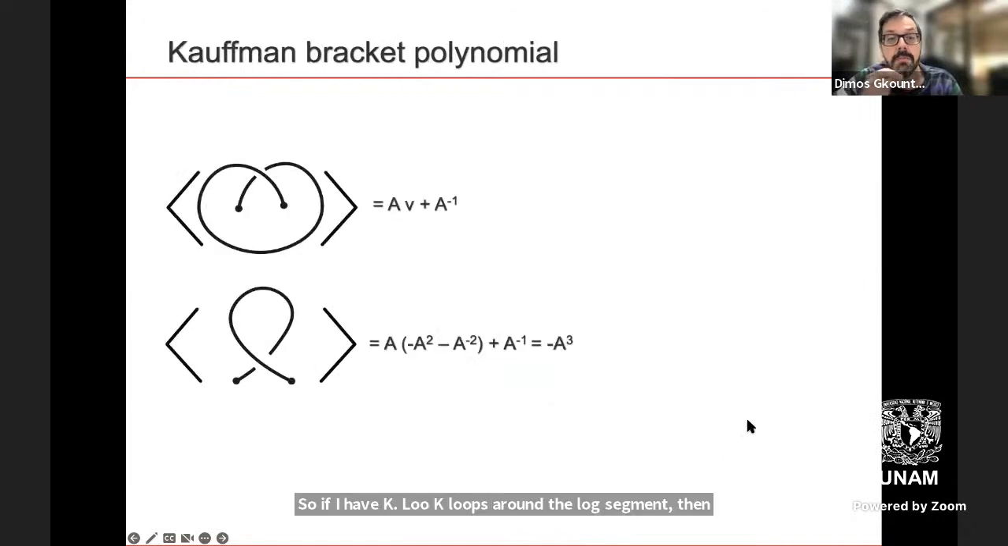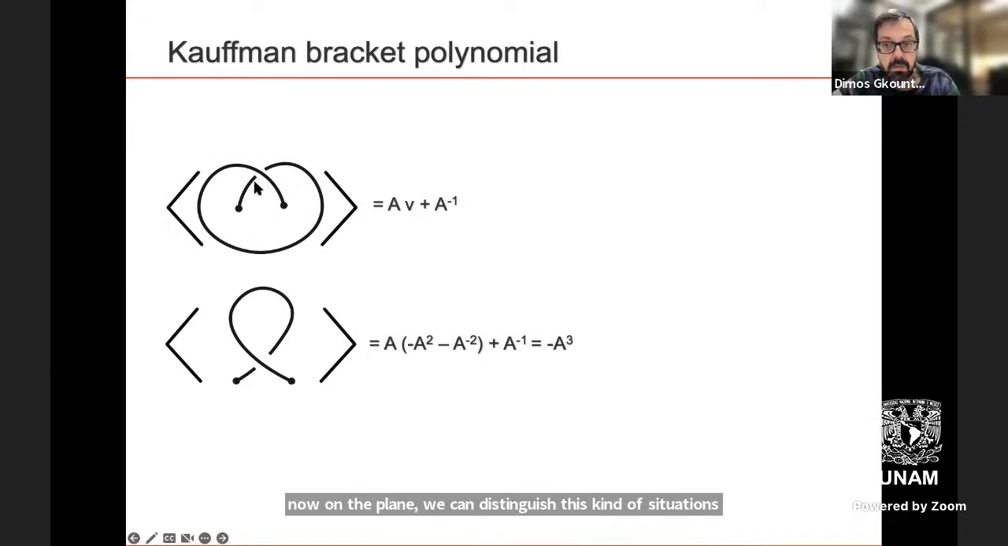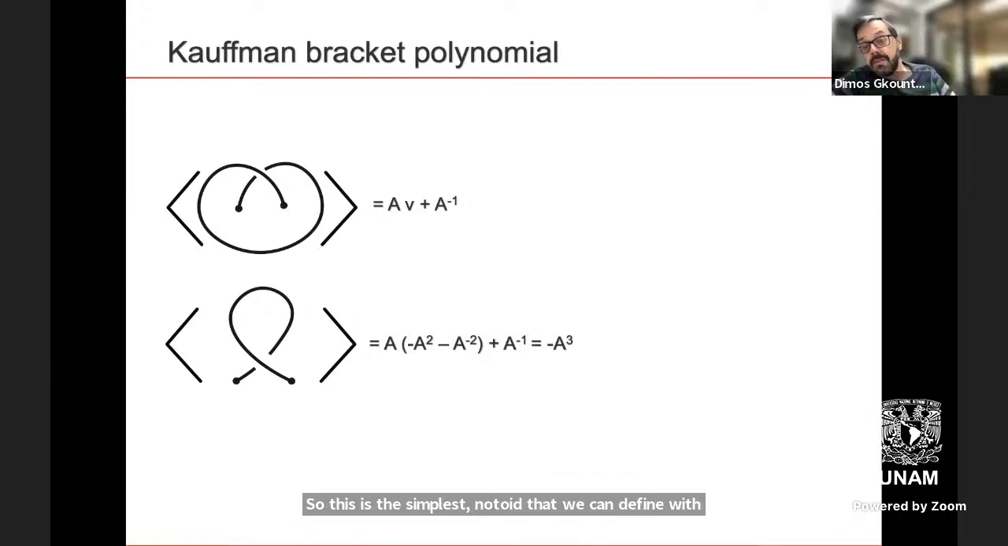And let's go now and compute again these polynomials. So we will have here a times v plus a minus 1, and this guy will get a different value. So now on the plane, we can distinguish these kinds of situations. This is the simplest natoid that we can define with just one crossing, which is quite different from knots because the simplest knot has three crossings. So we start to see a lot of variability even for the simplest cases.